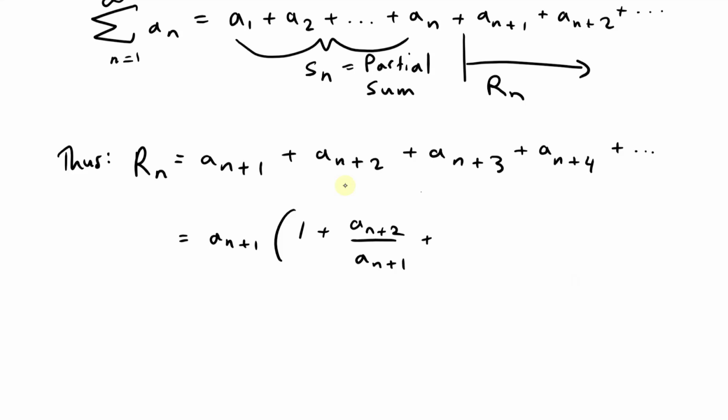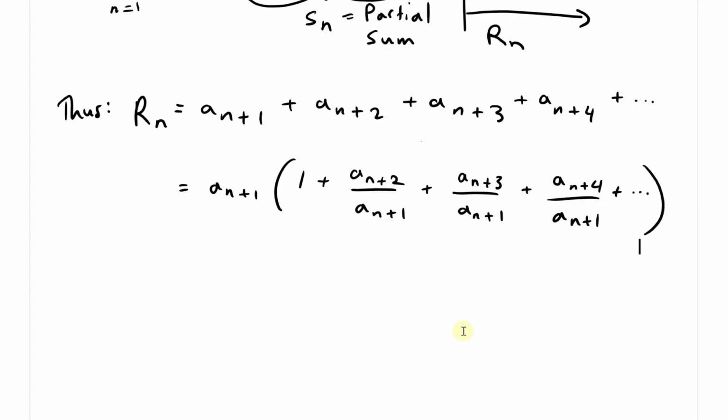And then likewise, taking a_{n+1} out of this one, it's not there, so we divide: a_{n+3} over a_{n+1}. And then likewise, for the fourth one, we're going to have a_{n+4} over a_{n+1}, plus dot, dot, dot, and then put this giant bracket because it goes all the way up to infinity.